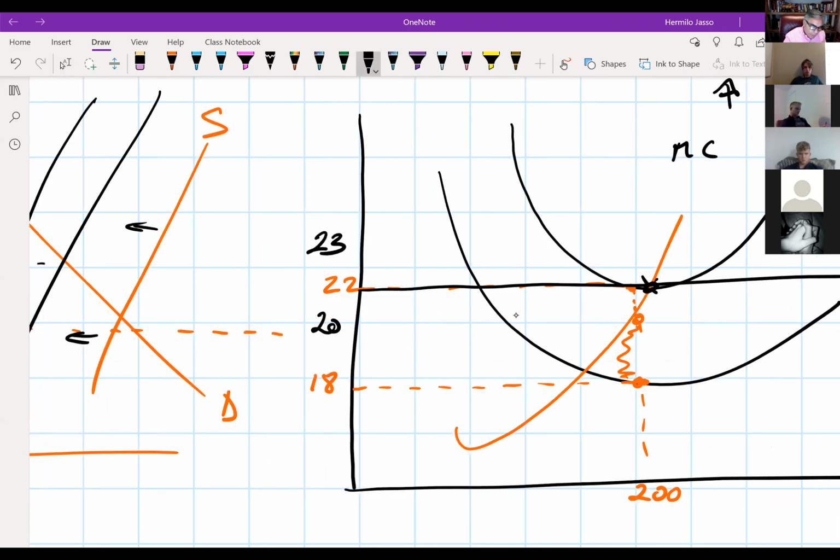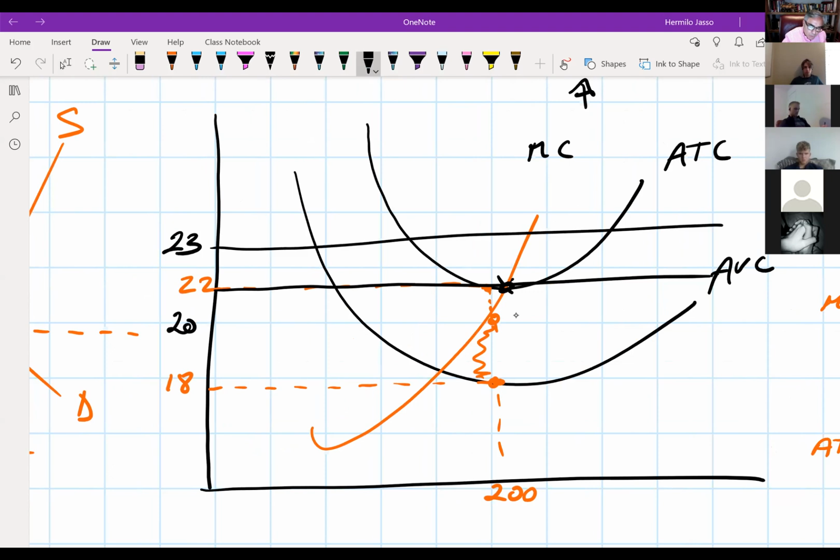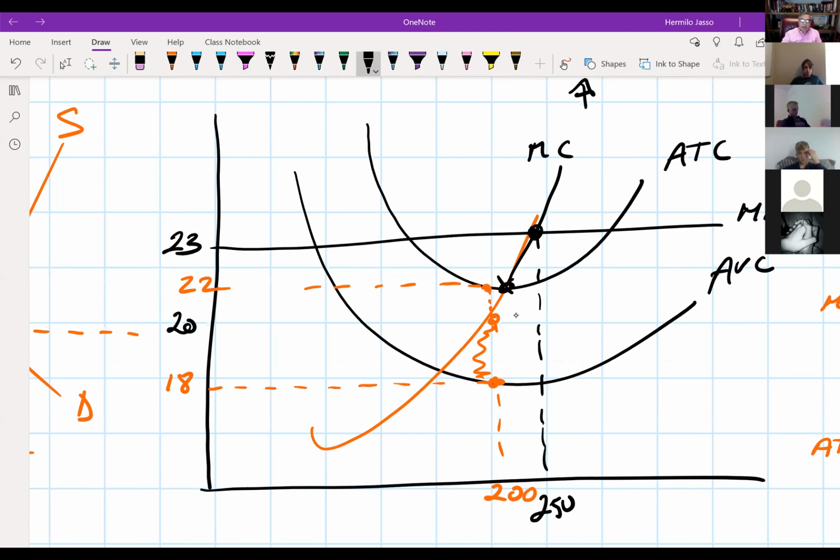So now at 23, this becomes your new marginal revenue. And now you're going to increase your production to right here, let's say to 250, because that's the rule. You stop producing where marginal cost equals marginal revenue, which is right here. So now at the price of 23, is the company making money or losing money? They would be making money.